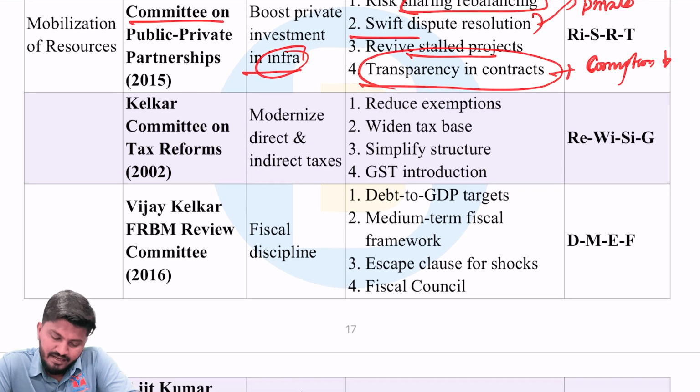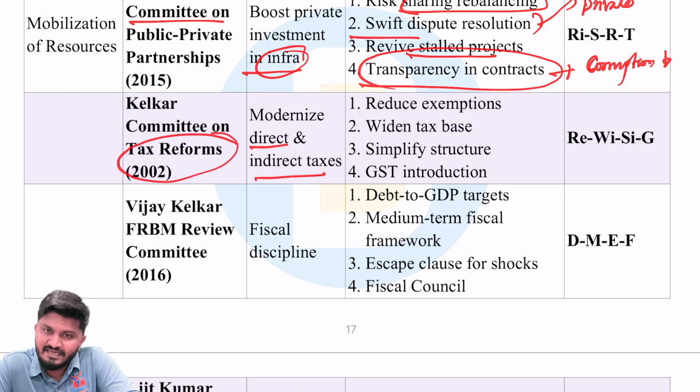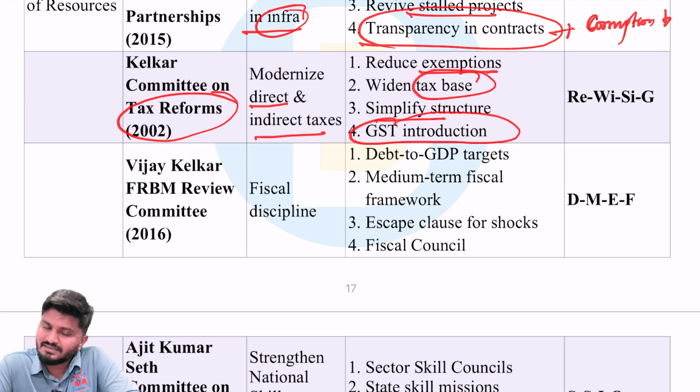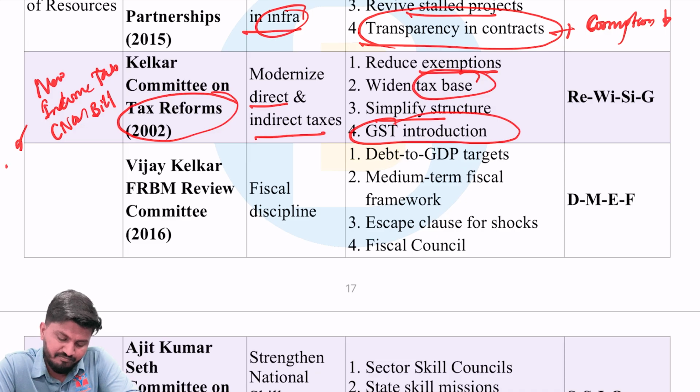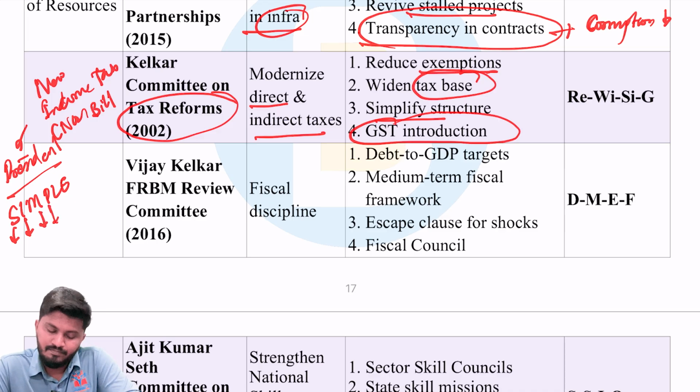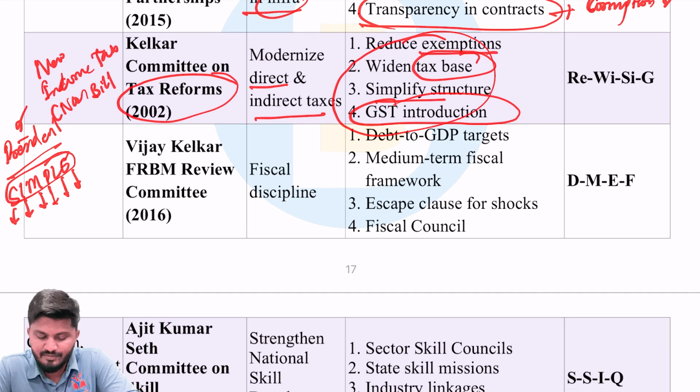Next, the Kelkar Committee on Tax Reforms in 2002. The aim was to modernize direct and indirect taxes, reduce exemptions, widen the tax base, simplify the structure, and introduce GST. This is again in the news because recently the new Income Tax (No. 2) Bill was passed by both Rajya Sabha and Lok Sabha. Now it is in front of the President. This new income tax came with a core theme of SIMPLE: simplified, modern, P is planned, L I am not able to recall, and E is promotion of economy. These things are almost similar to the recommendations provided by the Kelkar Committee. So we can say the Kelkar Committee recommendations were implemented in or included in the new Income Tax Bill of 2025.